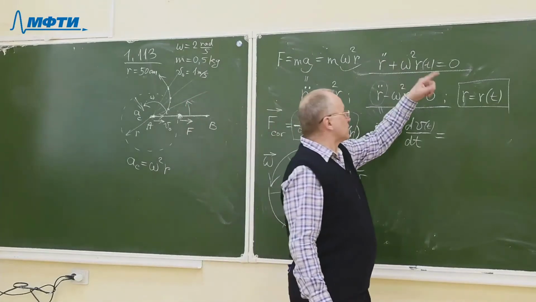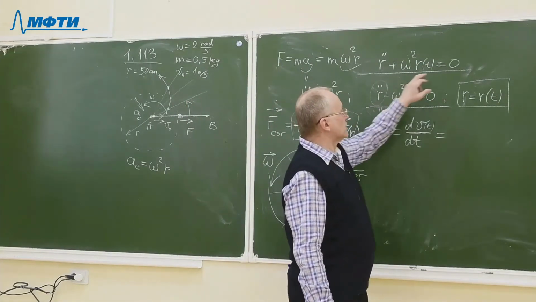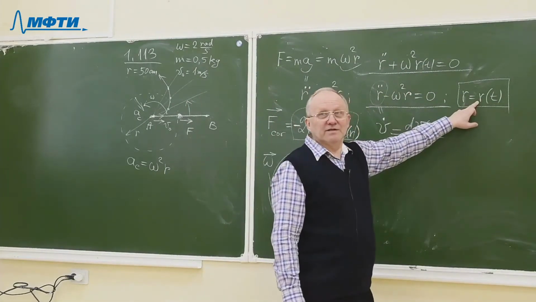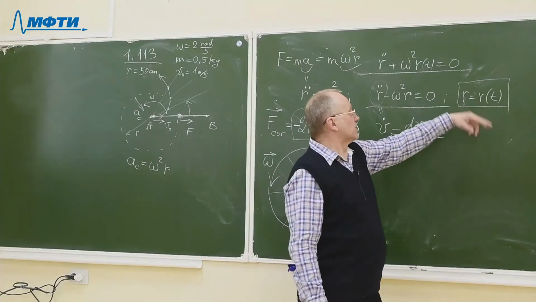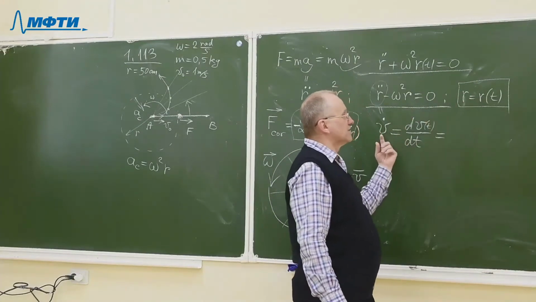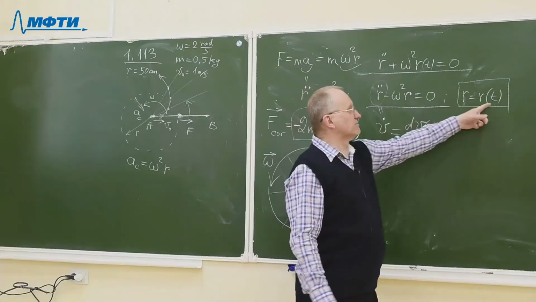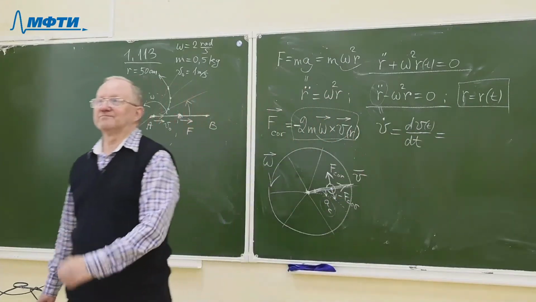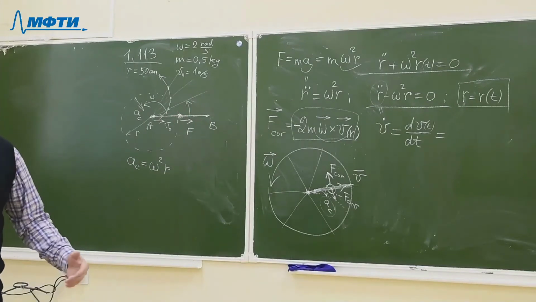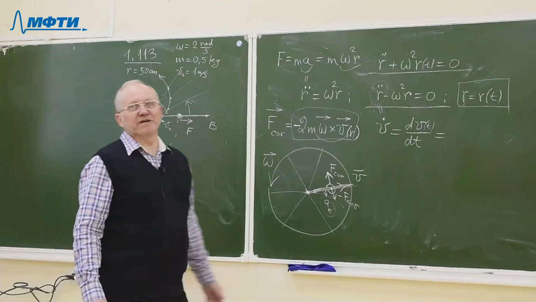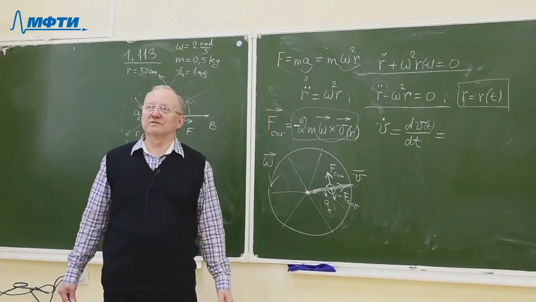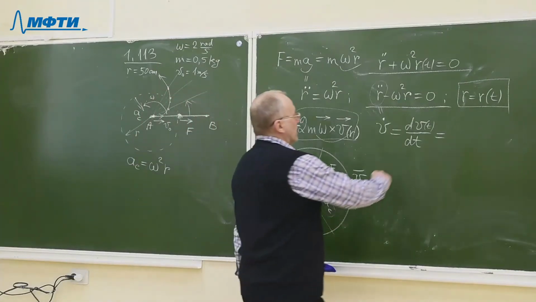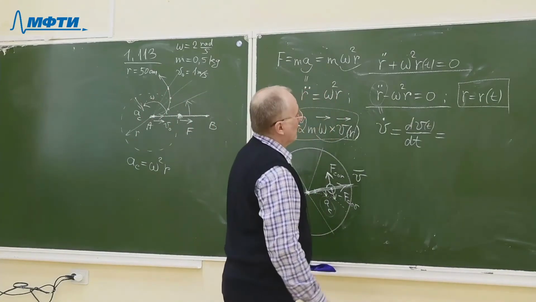Certainly we can solve this differential equation and find this function, and then take a derivative of it and find the velocity, but it will be the velocity as a function of time, not a velocity as a function of radius, of distance. So a small mathematical complication. We have to overcome this difficulty. How to do it? It's very simple, by the way.